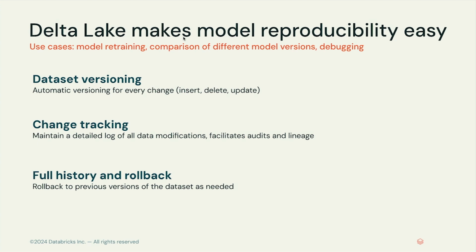And so Delta Lake actually makes model reproducibility really easy with features around data set versioning, change tracking, and full history and rollback. And so I think Joe mentioned earlier, for example, that when you're developing ML models, you'll frequently want to pin a specific version of the data set, and that's key for this use case, right? You want to be able to make sure that the model that, or the data set that you trained the model on, you're able to reproduce.